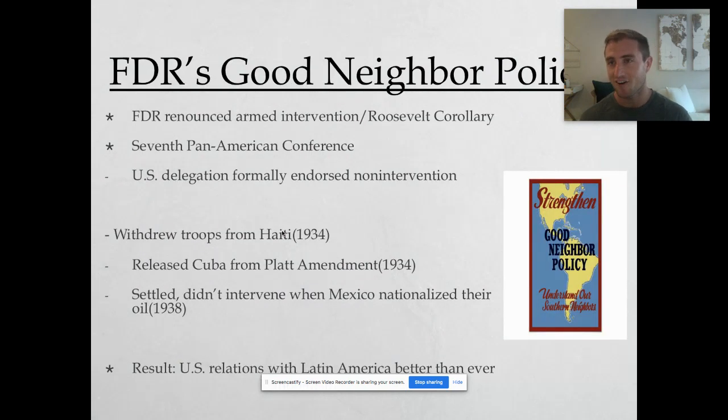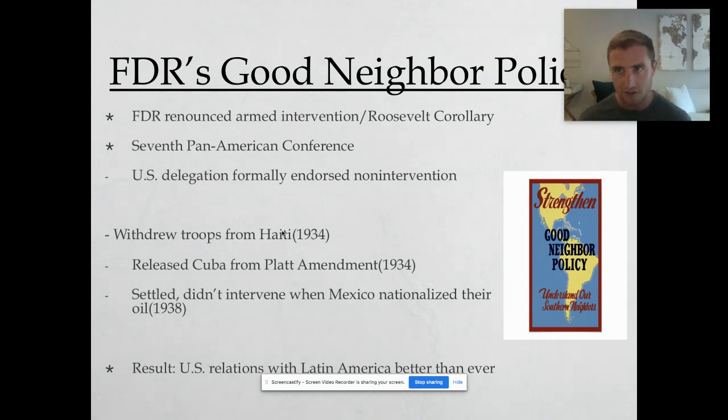However, FDR is the best president at negotiating with Latin America. His policy: let this nation be that of a good neighbor. And what he means by that is finally working with Latin America, who up until this point has viewed the United States as the colossus to the north. Look no further than FDR's distant cousin Teddy Roosevelt as the best example of terrible relations with Latin America. FDR is going to denounce armed intervention.